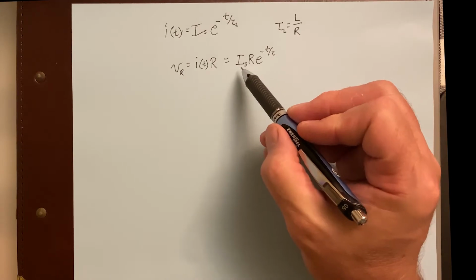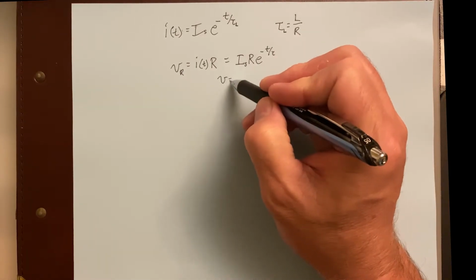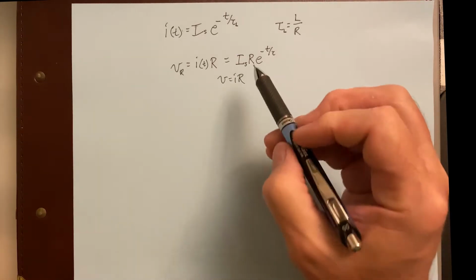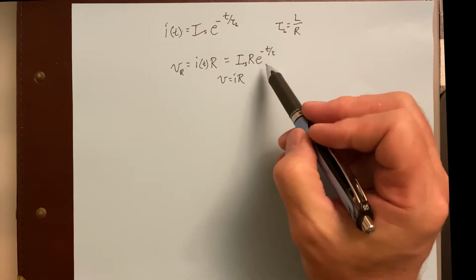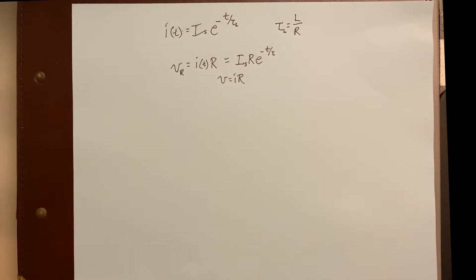So you'll notice here what we've got. This looks an awful lot like Ohm's law, where V equals I times R, except it's got this time component on it here. And that time component is causing the voltage to decay over time.